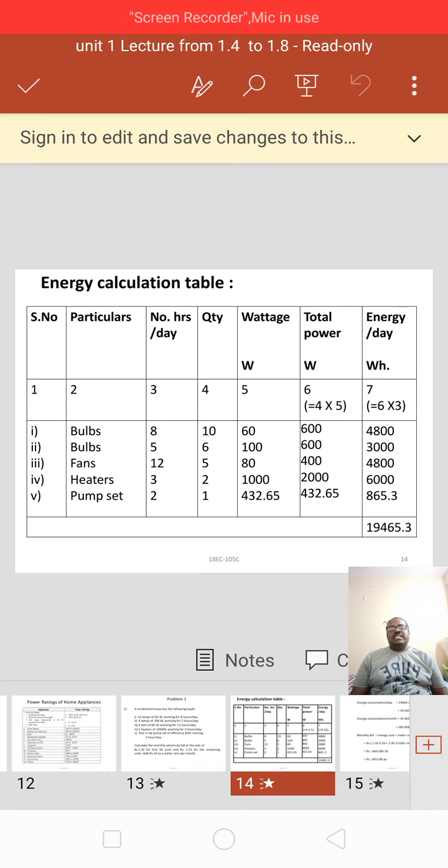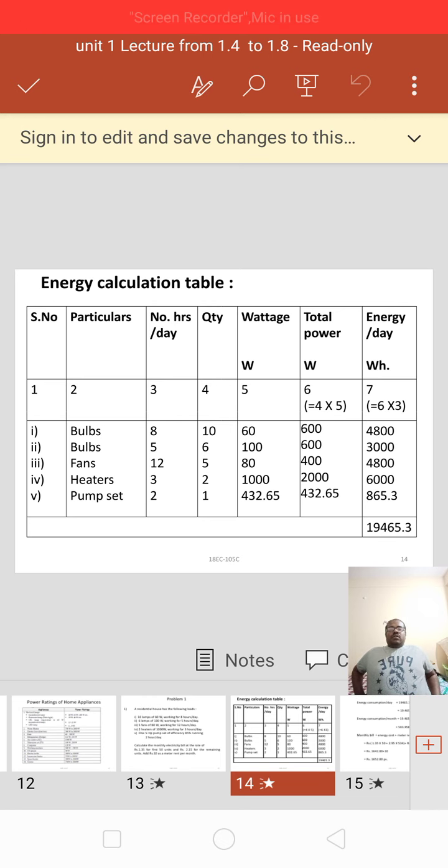Last but not the least, the pump set, which works for 2 hours per day. Quantity is 1. In the given data it is only half inch, but we are taking it as 1. The wattage is 432.65 and total power is 432.65. Energy consumed in a day is 432.65 into 2, that is 865.3.